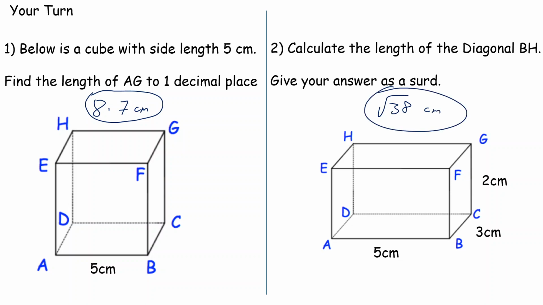If you fast forward to the end of the video and you've checked your answers, question 2 says give your answer as a surd. So it's really important that you wrote root 38. If you put 6.2, you're not really wrong, but it wants it in a specific form. A surd means you're using a square root sign.